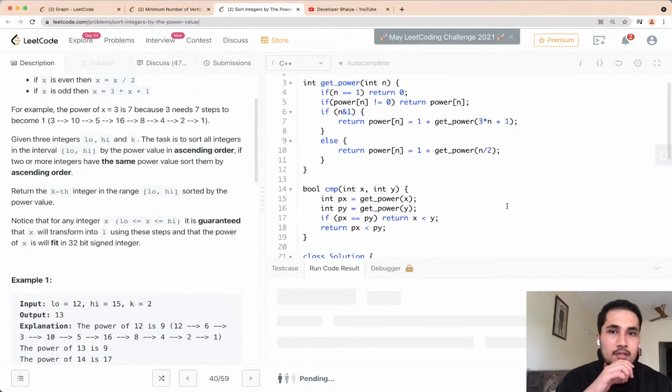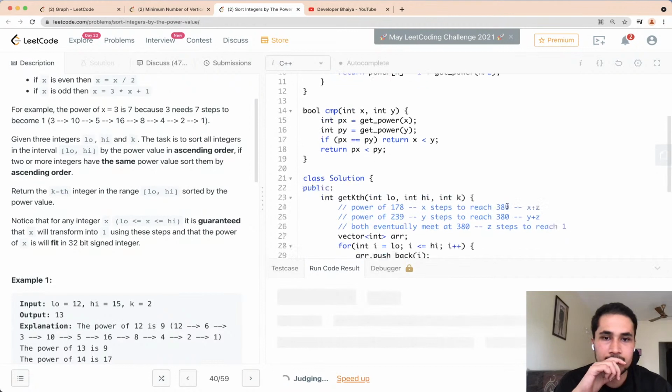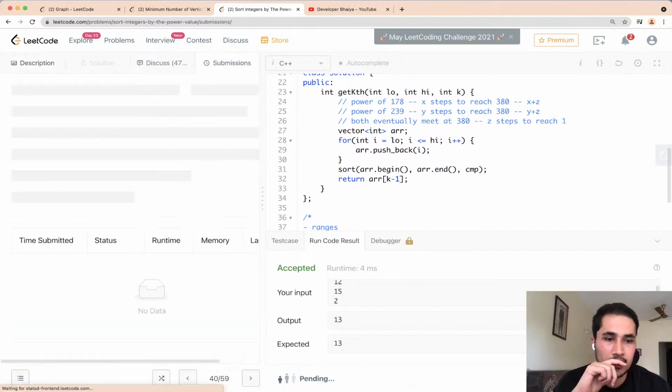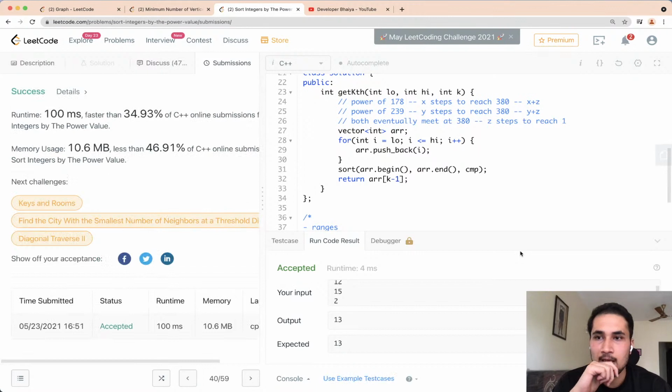So let's try to see if this is working fine. So this seems to work fine for 12, 15, and 2. Let's try to submit this. And it's working fine. All right.